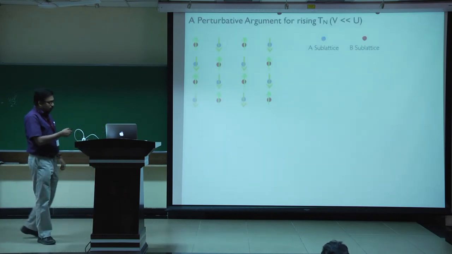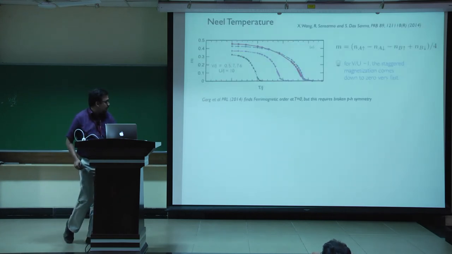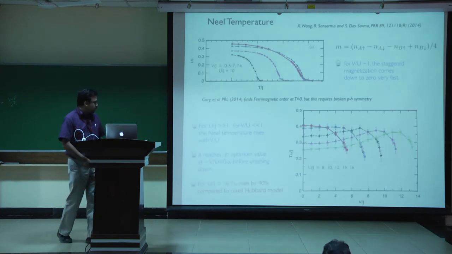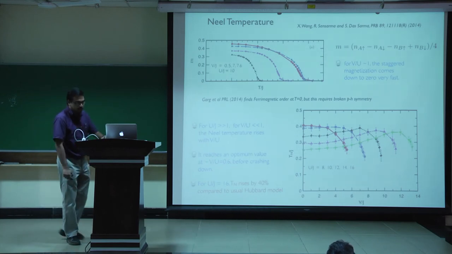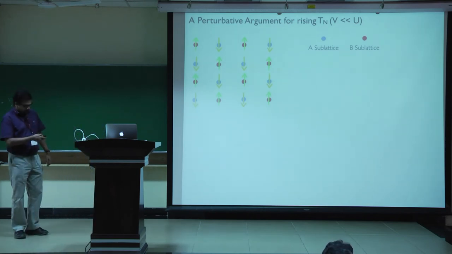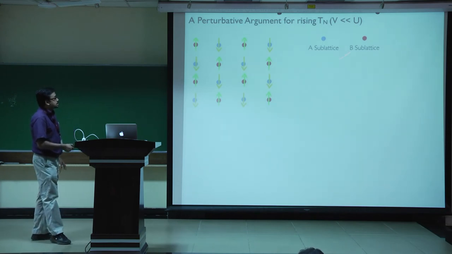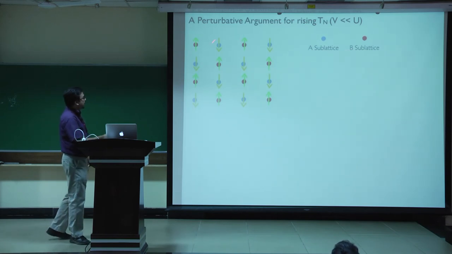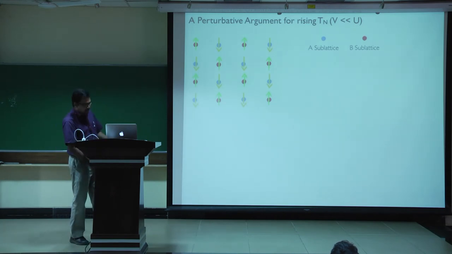So what is happening? Now, if we go back and look at this part near V equal to zero, but small V over J, there is a perturbative argument, and this argument is not new, it is known from way back, for why T Néel should be rising at least. You now have an A sublattice and a B sublattice. At V equal to zero, these are indistinguishable, so think of an antiferromagnetic state and so on.